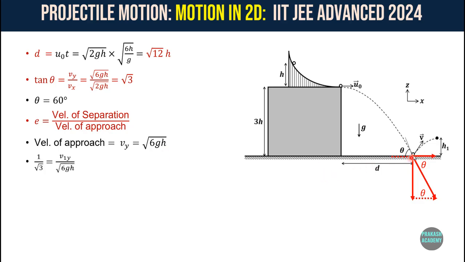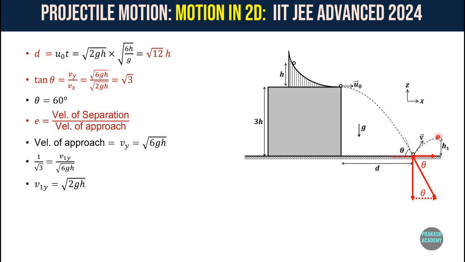Now let us say the rebound velocity in the y direction is v1y, that is velocity of separation is v1y, because ground always remains stationary. So whatever velocity it has is the same as velocity of separation, and the coefficient of restitution in the problem is given, that is 1 by root 3. So from here I can calculate v1y, that is under root 2gh.